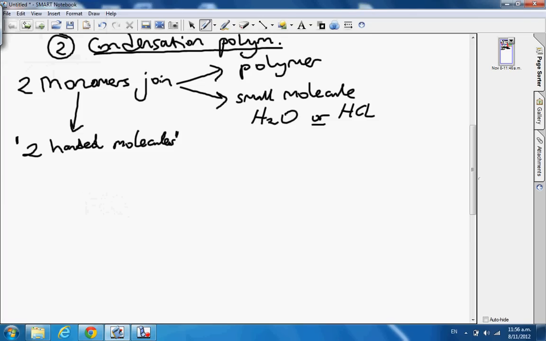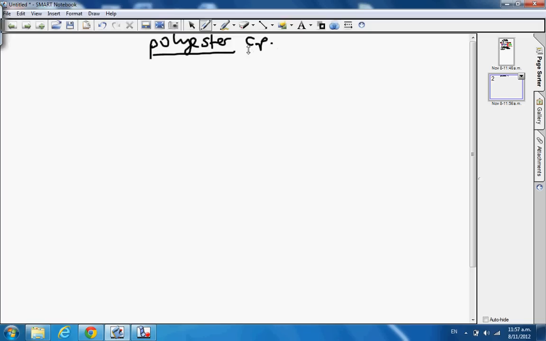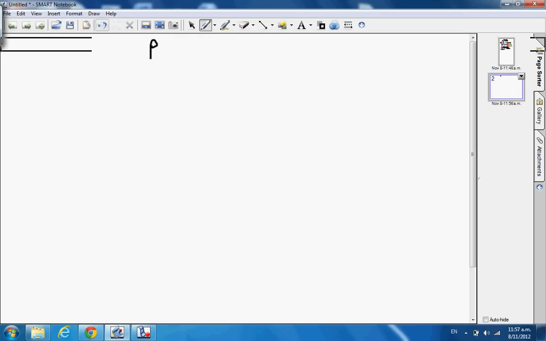So a new page, the first type we're going to look at is polyesters. So let's just look at polyester for a second. Polyester is our first example of a condensation polymer, so let's put CP beside it to keep that focus in mind. Okay, condensation polymer. Now let's talk about these two-handed monomers for a second.